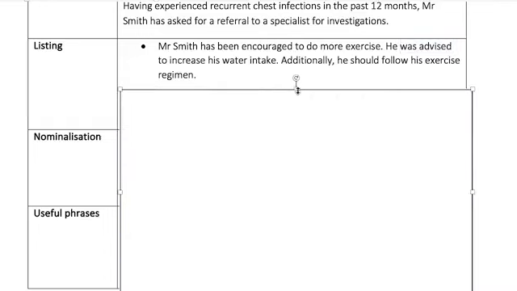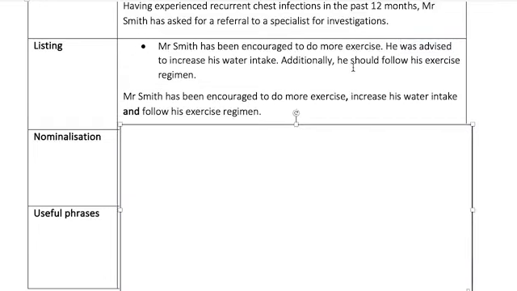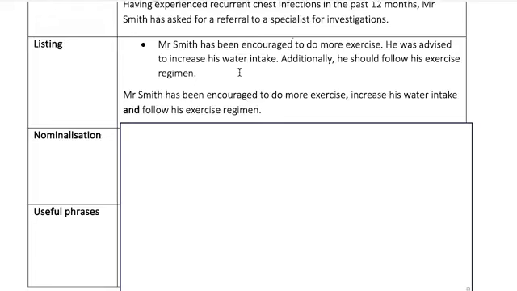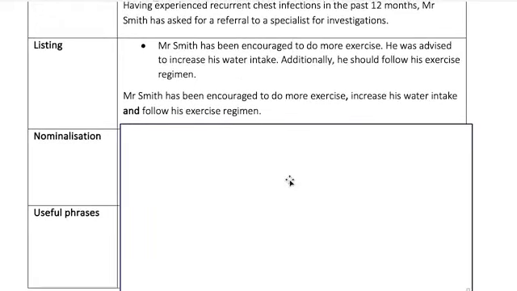Look at my list instead. Mr. Smith has been encouraged to do more exercise, increase his water intake, and follow his exercise regimen. So I don't need this advised. I don't need this should. Okay, I can just follow my encouraged to do. Okay, so I put it all in one list. I don't have 3 sentences, and I've got fewer words. It's more connected. It's more professional.